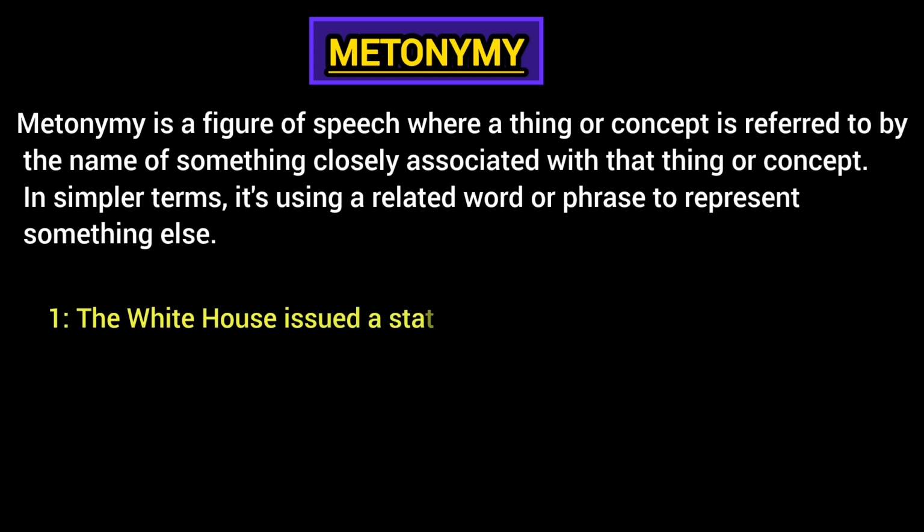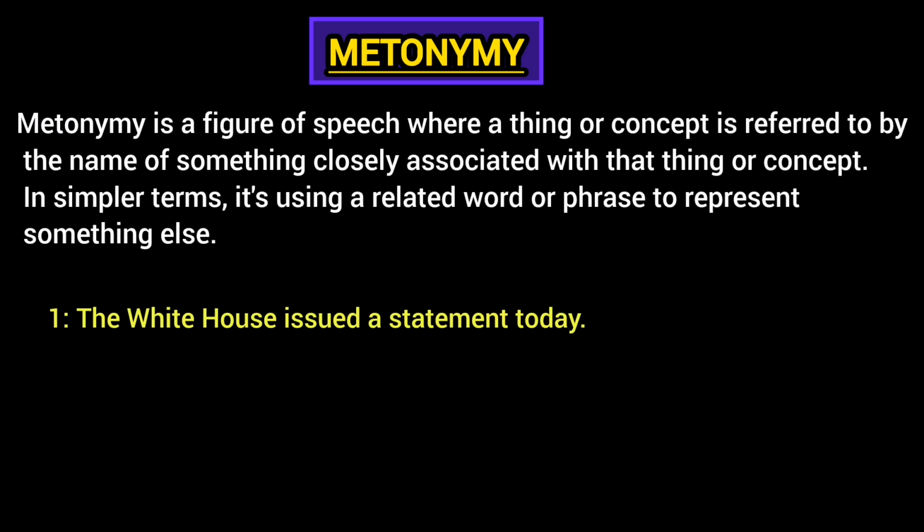The White House issued a statement today. Look at this example. Here, instead of saying, the US President issued a statement, we use the White House to refer to the US presidency. You can see for the US President we have used the White House, and as you know the White House is closely related to the President. So it is metonymy because the President is not stated directly but is represented through the associated thing. If metonymy is not used, then this sentence would be: the US President issued a statement.